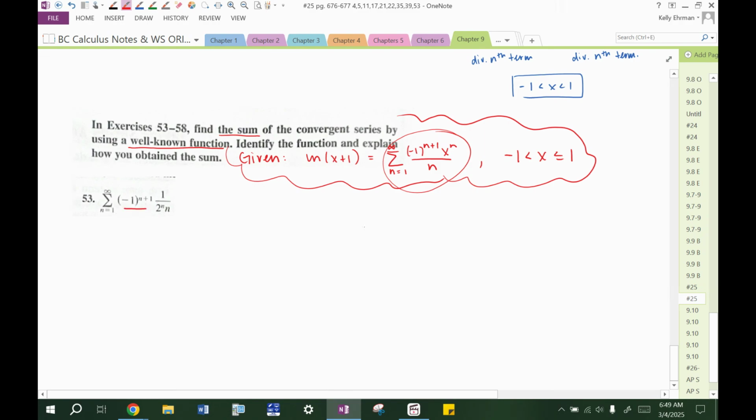Okay, so let's take a look at the series. It's got the negative 1 to the n plus 1 that this has. It has a 1 over n that this has. And then this 1 over 2 to the n, if you look at that, let me rewrite this series a little bit. This is just saying we have a 1/2 to the n that's being divided by n. So see how I've got it in the same form here? The x here is 1/2. And 1/2 is in our interval of convergence.